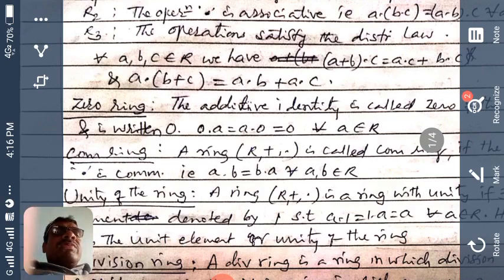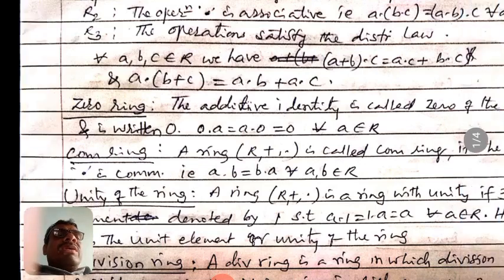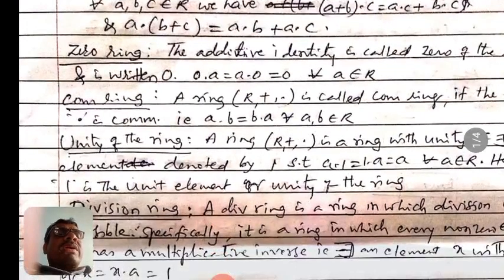Commutative ring. A ring (R, plus, dot). Here plus is addition, dot is multiplication. These are the binary operations. It is called the commutative ring if the dot is commutative, that is A dot B is equal to B dot A for all A, B belongs to a ring R.